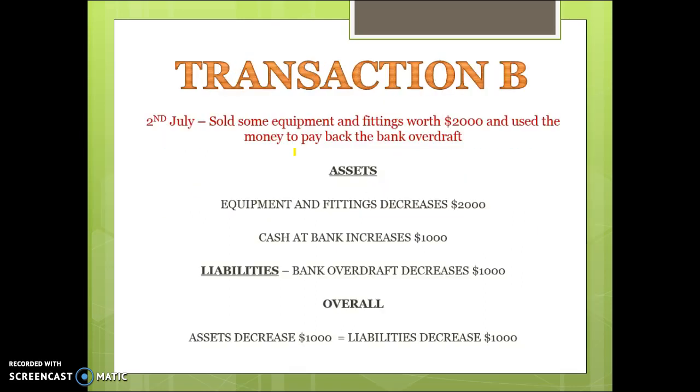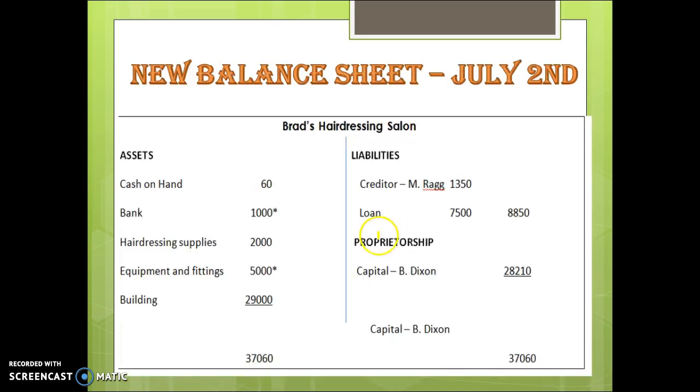So in terms of the impact of that transaction, equipment and fittings would decrease by $2,000, cash at bank increases by $1,000, and the bank overdraft decreases by $1,000. So we pay this off first with the money we get for the equipment, and then the rest of it goes to a positive balance in our bank account. So overall assets decrease by $1,000 because equipment goes down by $2,000, but cash at bank goes up by $1,000, and your bank overdraft goes down by $1,000, which keeps us in balance. And therefore, if we look at this transaction, you see now we've got cash at bank of $1,000 instead of a bank overdraft of $1,000 here, and equipment and fittings is $5,000 instead of $7,000.